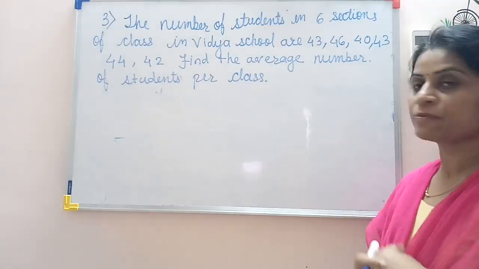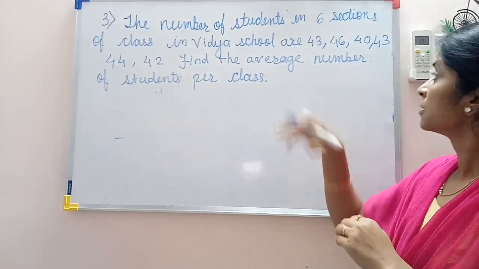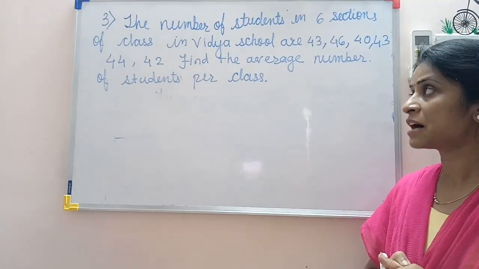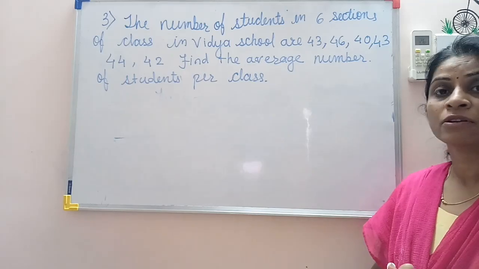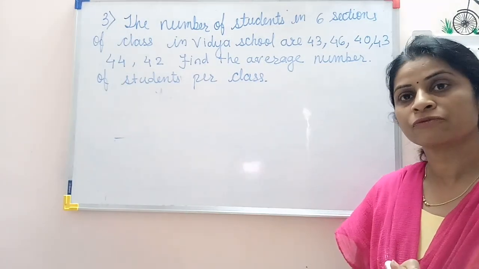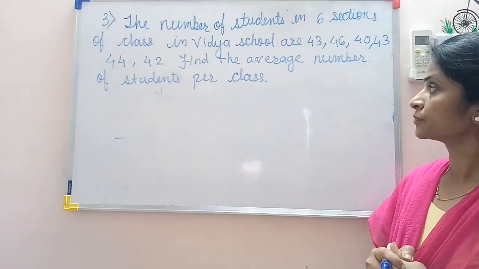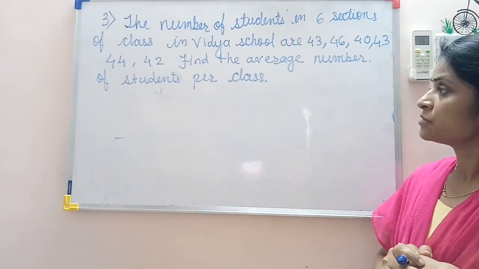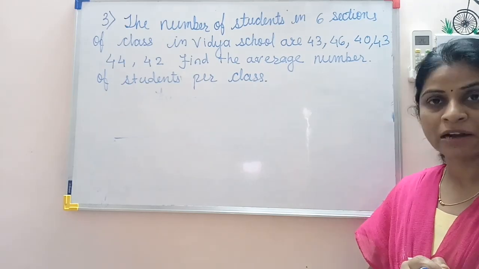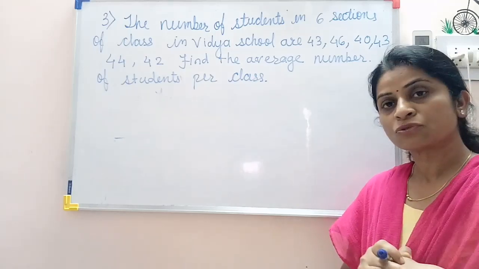Now let's see the solution for this example. The number of students in 6 sections of class in Vidya School are 43, 46, 40, 43, 44 and 42. Find the average number of student per class. Now you have to find out the average of the student per class.